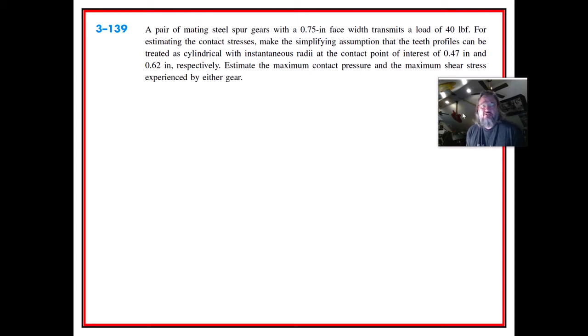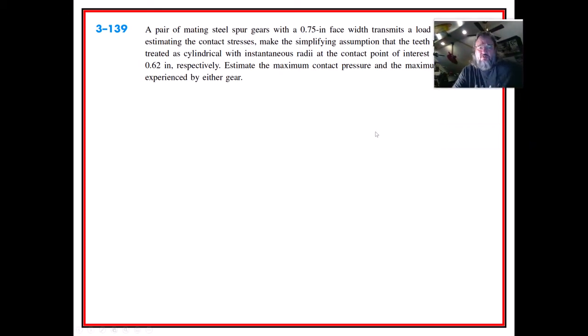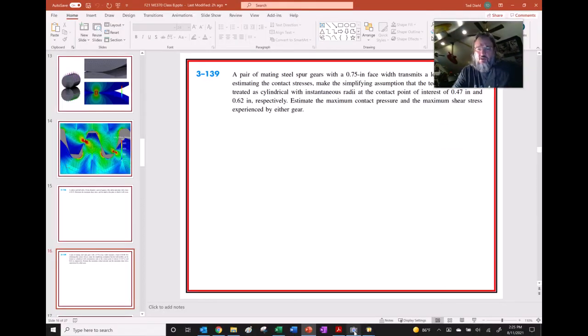For estimating the contact stresses, make the simplifying assumption that the tooth profiles can be treated as cylinders, with an instantaneous radius at the contact point of interest of 0.447 inches for one of them, the pinion, and I think for the gear, it'll be 0.62 inches. And estimate the maximum contact pressure and the maximum shear stress experienced by either gear. They didn't ask us for the location of the maximum beneath the surface, but they totally could have. Right, so here we go.